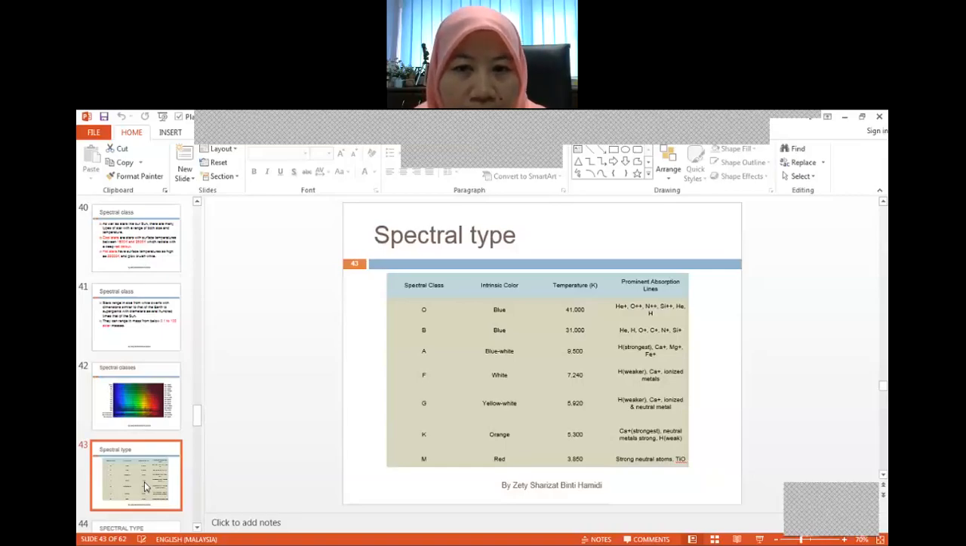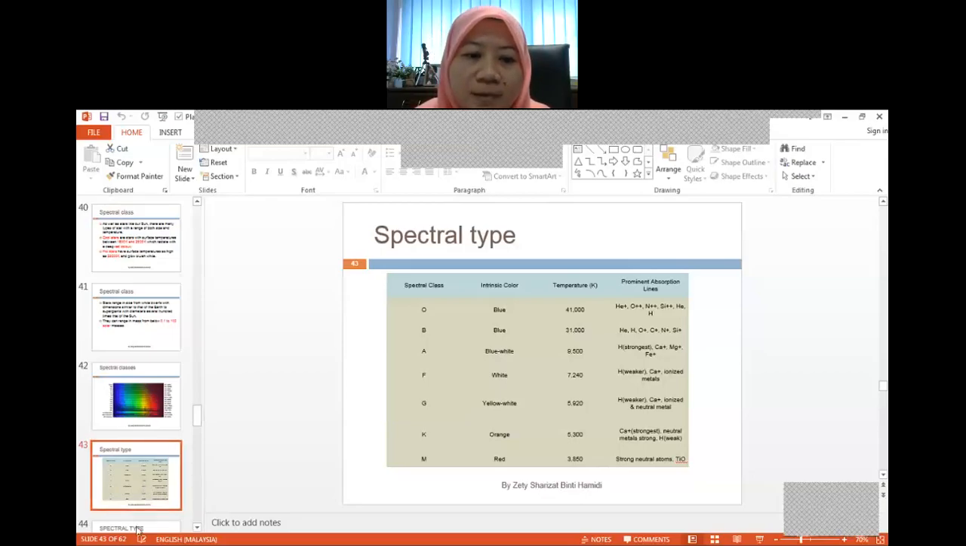for each spectral class. So we can see the elements get heavier and heavier up to the M class type. And when we talk about temperature, of course, the O class has the highest temperature compared to the M class, about 41,000 Kelvin compared to 3,000 Kelvin for the M class. In between is the range of the other spectral classes.